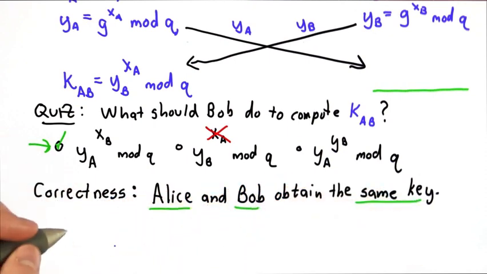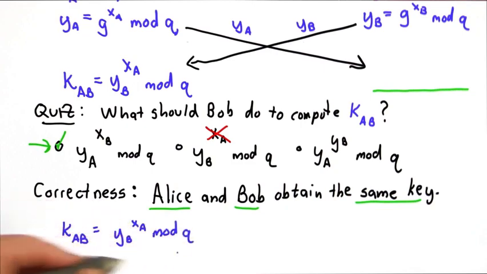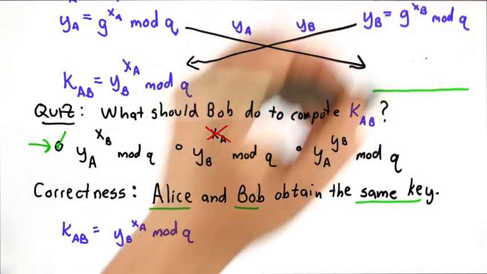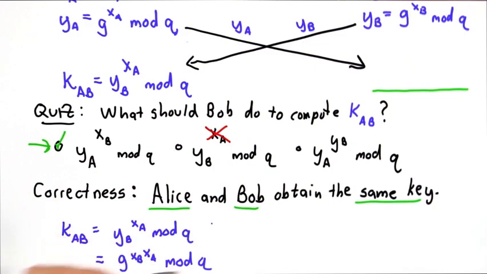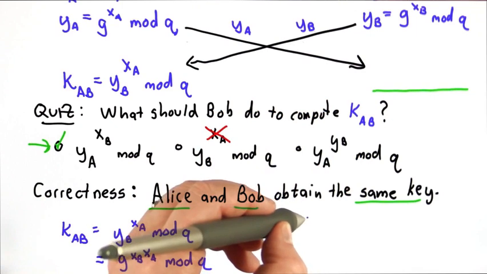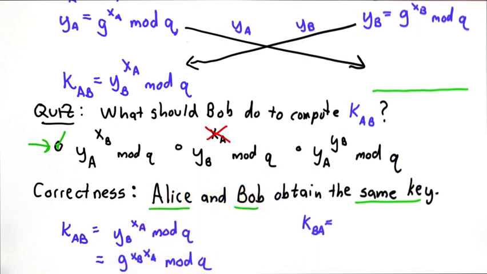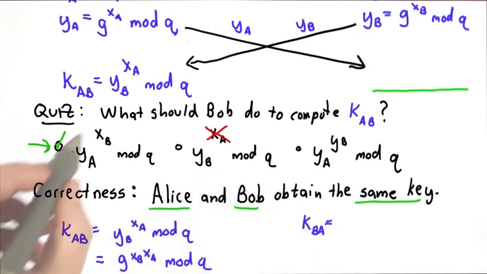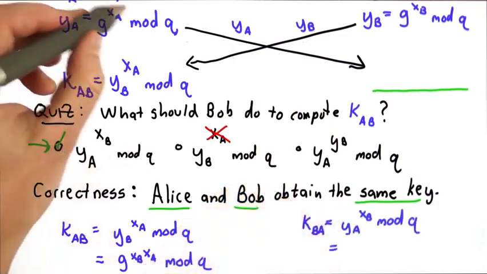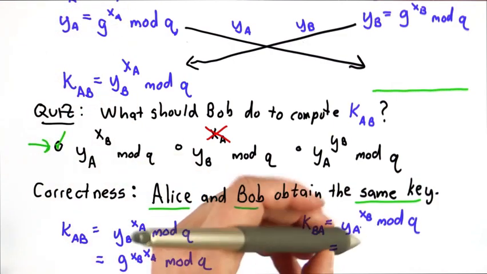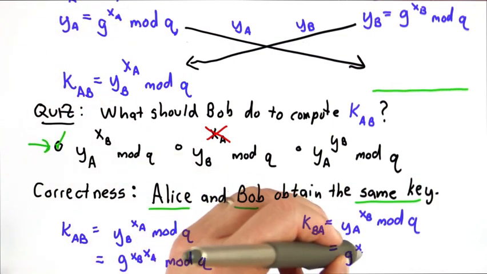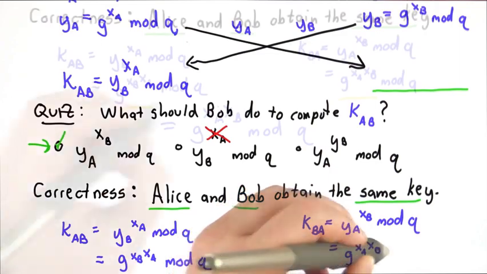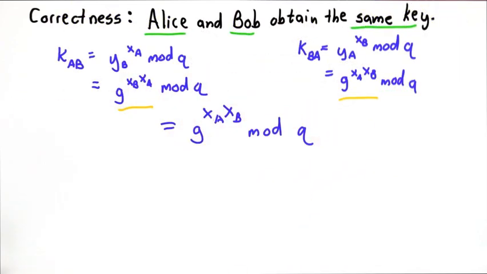And we can show this by just plugging in the values. So the key Alice computed was yb to the xa. The value of yb is g to the xb. So that's equivalent to g to the xb xa mod q. The key that Bob would compute, and we'll write that as key ba since we haven't yet shown that they're equivalent using this equation. Well, ya is g to the xa, so this is g to the xa xb mod q. And we already showed that powers of powers are commutative, so these two are equivalent.